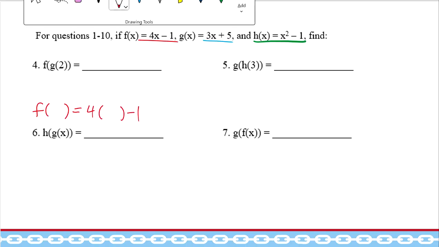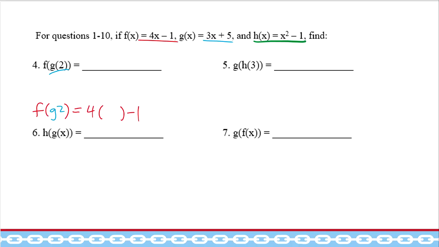Right here in the f of g of 2, right? G of 2 is what is getting subbed in to the f function. I don't want to use g of 2. I want to find the value of g of 2. Right? So I'm going to take the g function, sub in a 2 for x. Right? So 3 times 2 is 6, plus 5 is 11. So that g of 2 is really an 11.